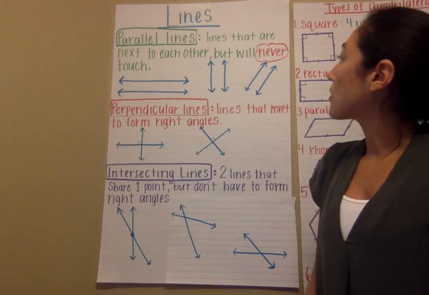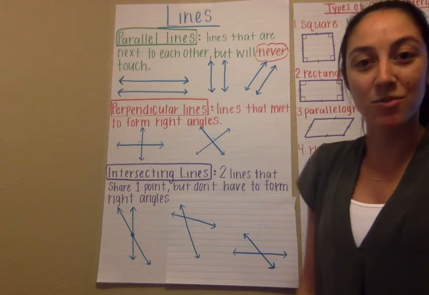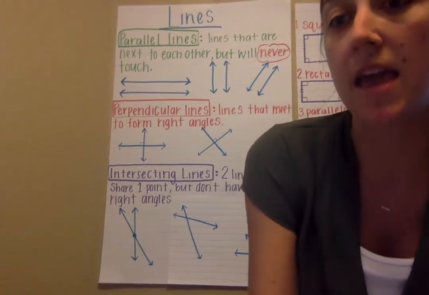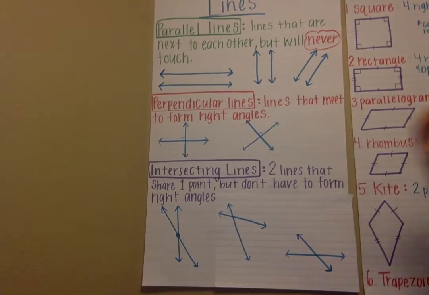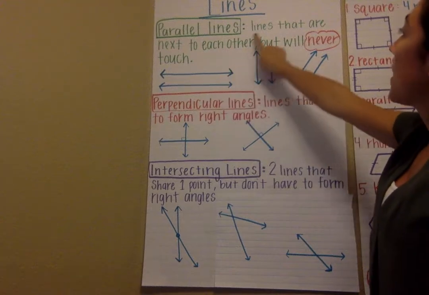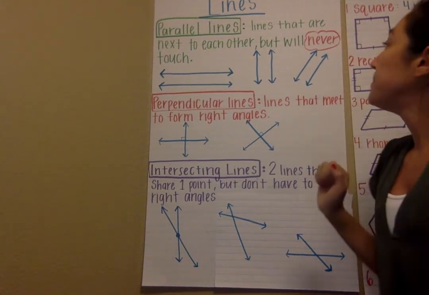Today we are going to go over 3 different kinds of lines, and then we are going to talk about some quadrilaterals and the properties that they have. So for starters, we're going to talk about parallel lines. Parallel lines look like this. They're lines that are next to each other but will never touch.